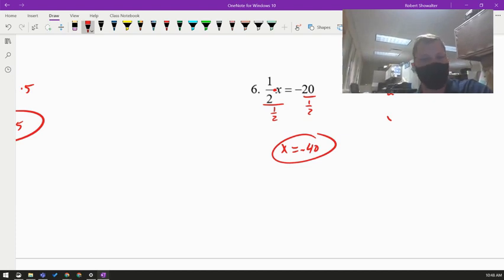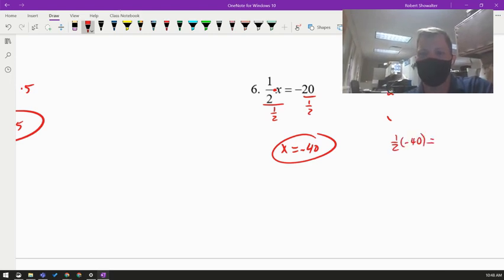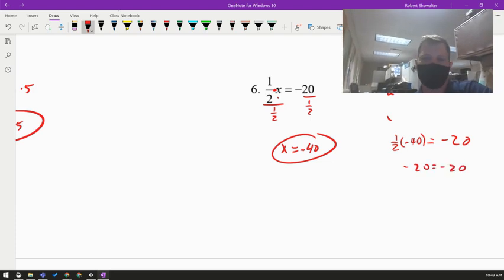Again, if you question whether that's correct or not, you can check your work by substituting negative 40 in for x and see if that equals the other side of the equation. 1/2 times negative 40 is going to be negative 20, and we will end up getting the same spot. Okay.